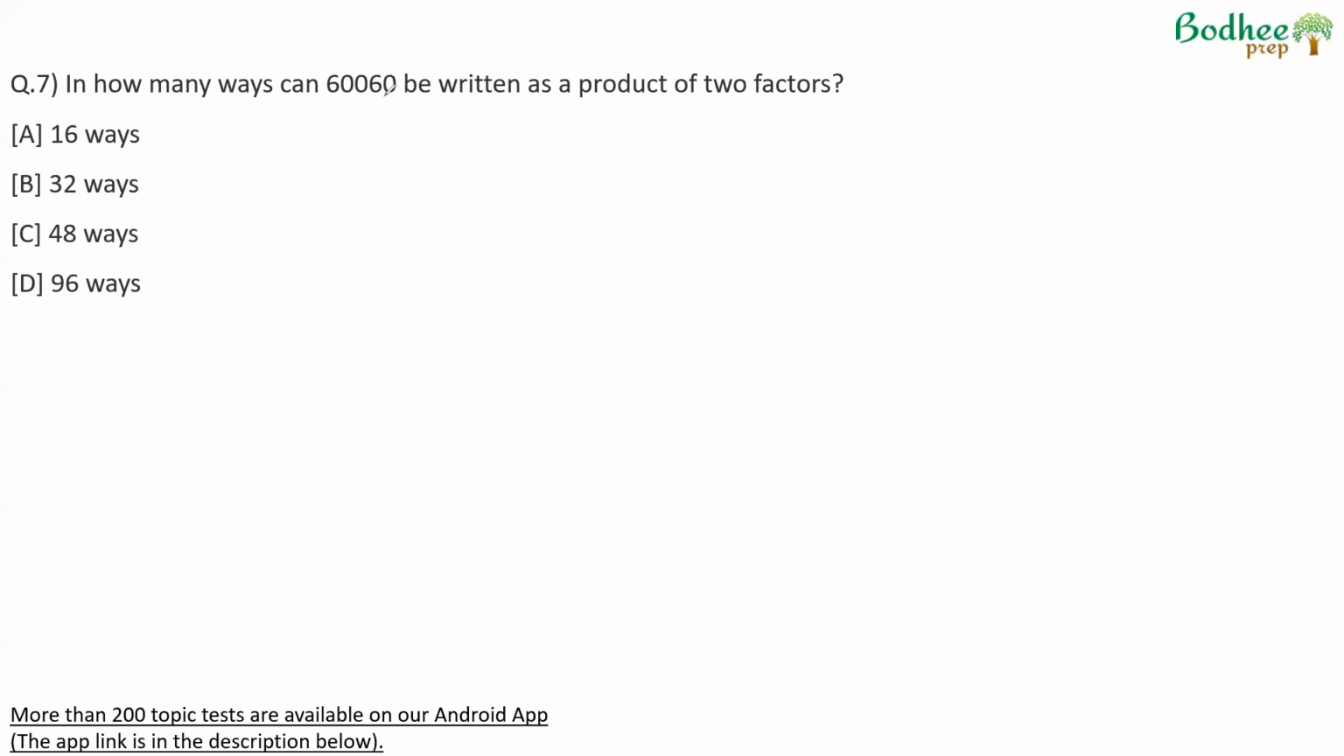In how many ways can 60060 be written as a product of two factors? 6006 into 10, this will be divisible by 11. So 11 into 546 into 10. Factorizing 546 will give us 546 divided by 2 is 273.